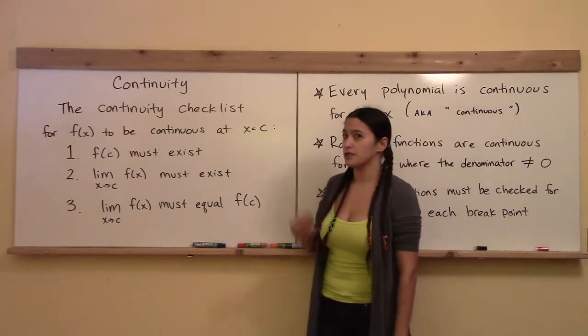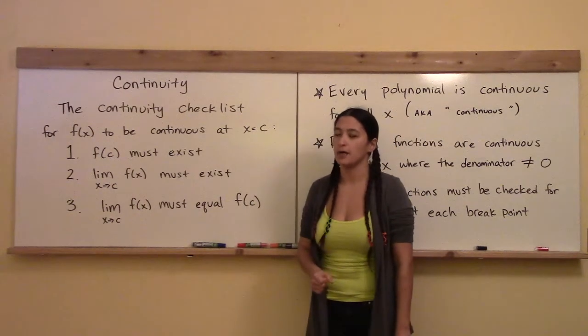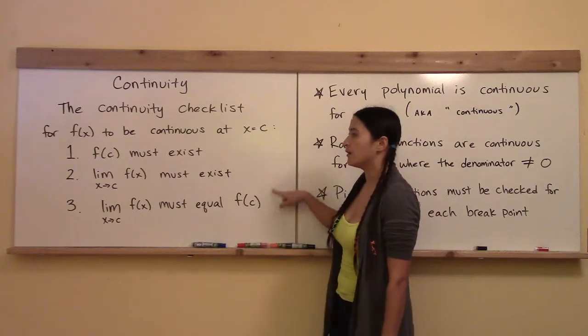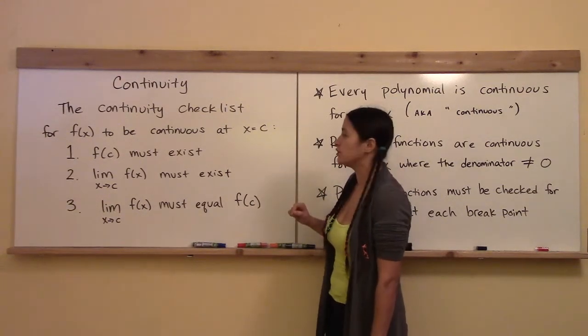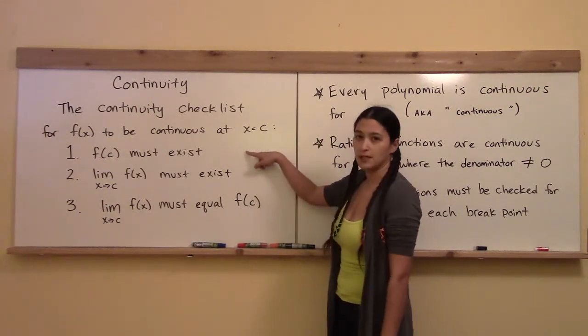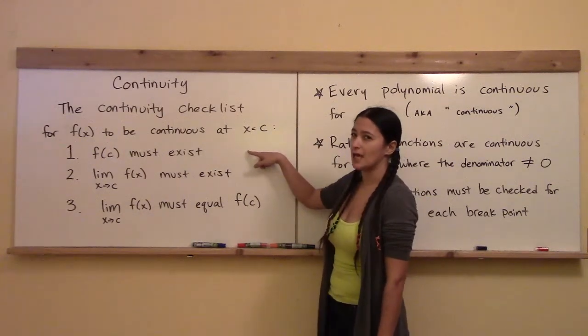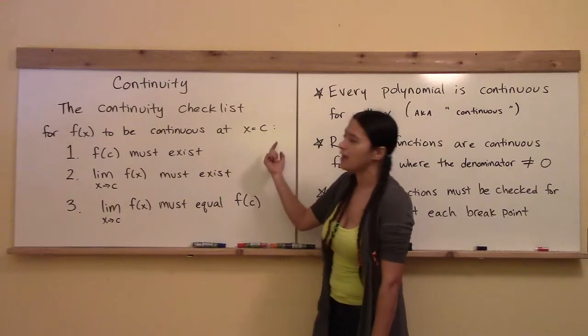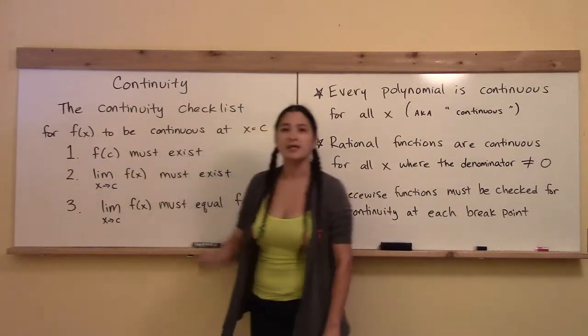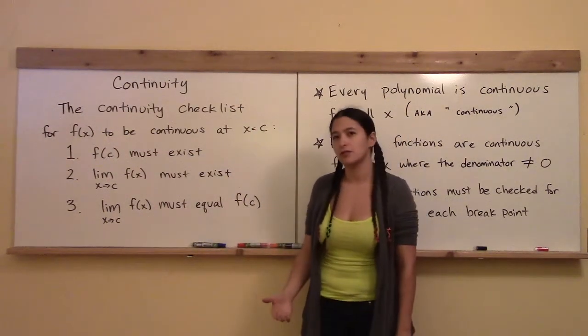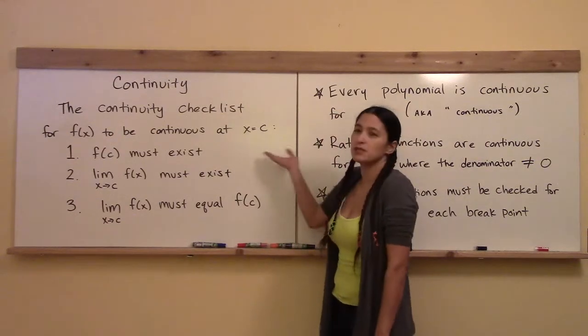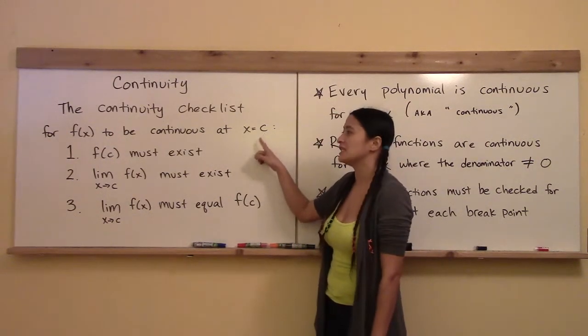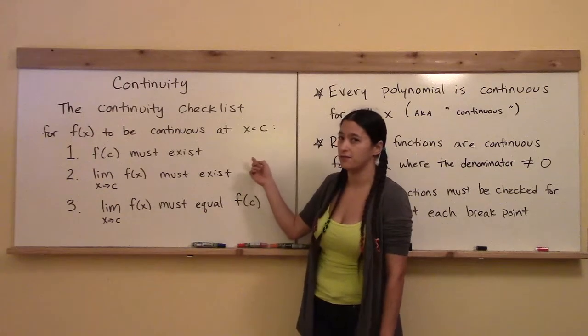So each time we want to test a function for continuity at a point, we're going to go one by one through each of these and make sure that they're true. The first thing that needs to happen is the function must exist at the point. Okay, so that means if you take the value c that you have for x and put it into f of x, that number has to exist, like a real number. That's also the same thing as saying that the value c is inside the domain of f of x.